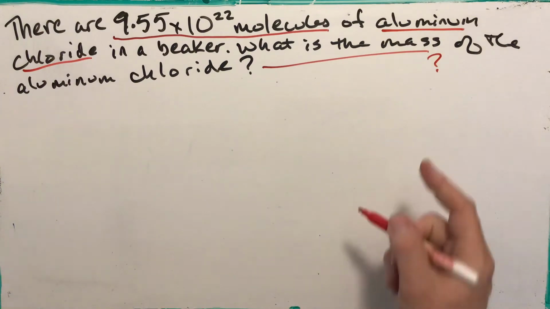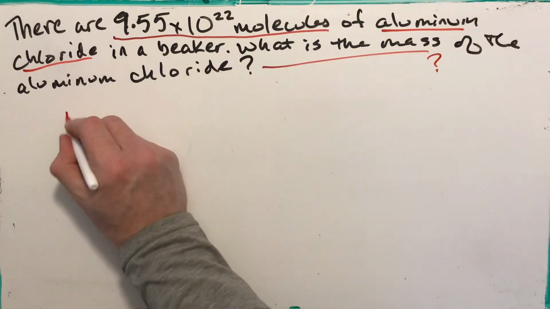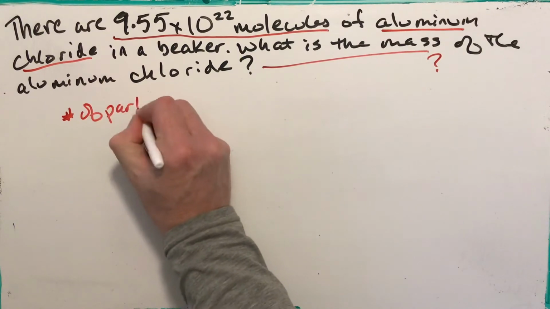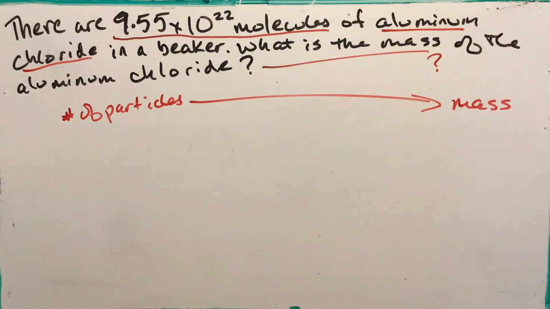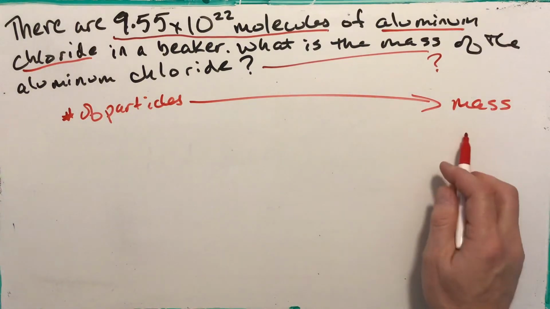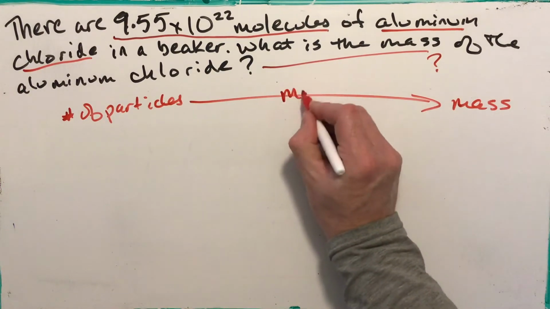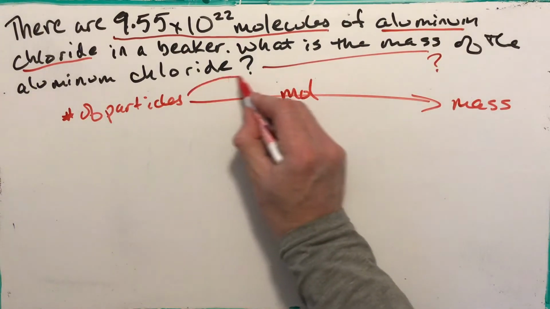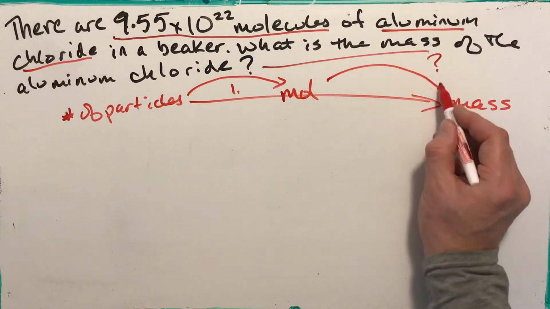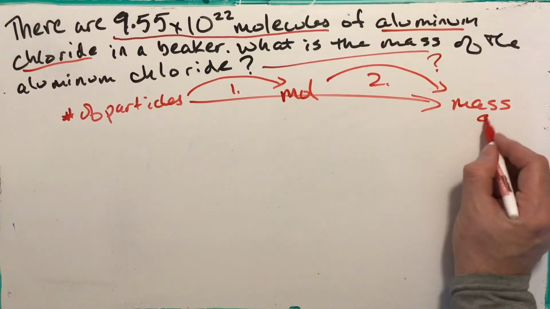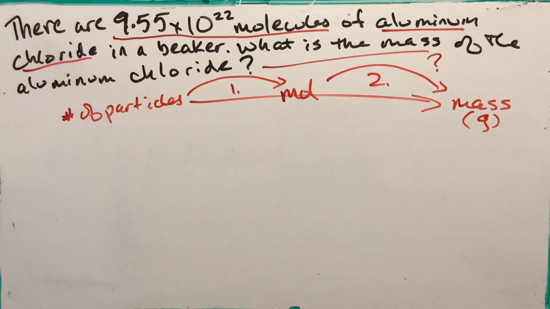So what we're doing here is we're starting with particles, and we're going to mass. Now again, I've drawn it like it's one calculation, but we know better. Moles is in the middle here. So we're going to do our first calculation to get from the number of particles to moles, and then a second calculation to get us to mass, which will be in grams. All right, so this is another two-step operation.